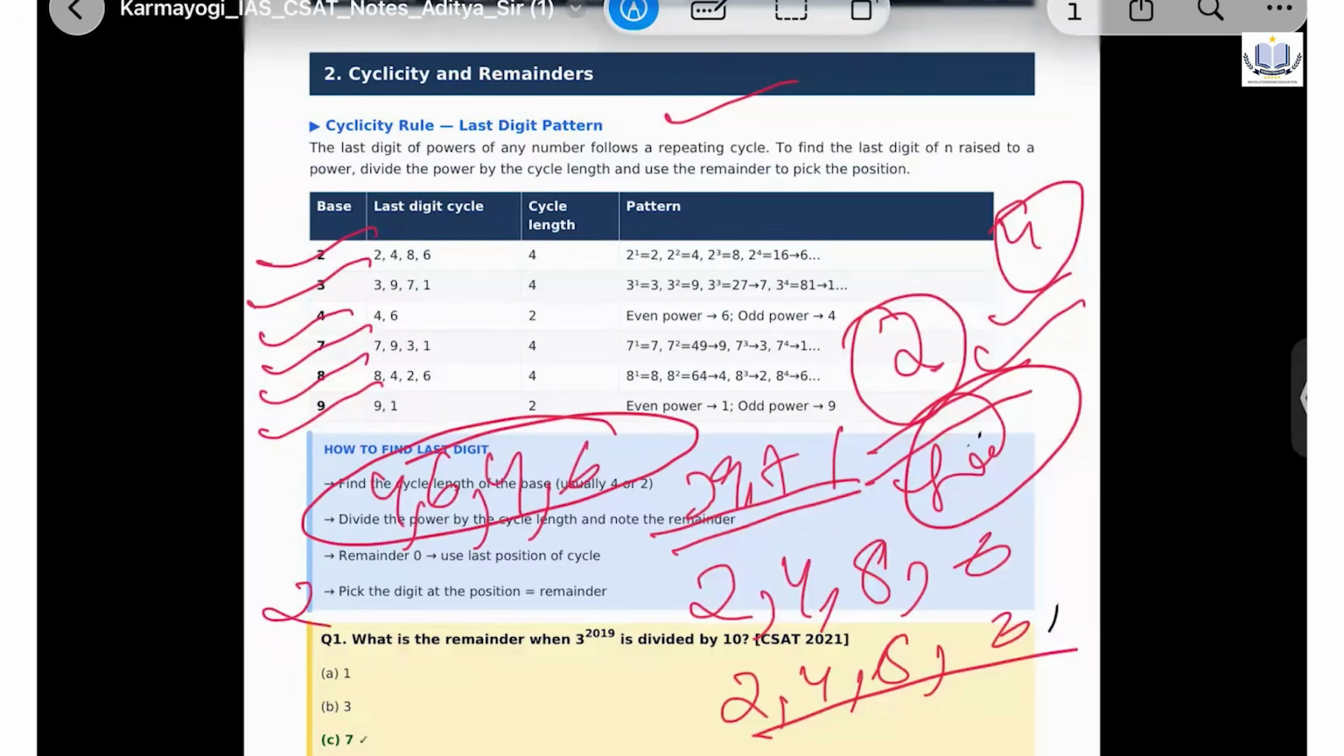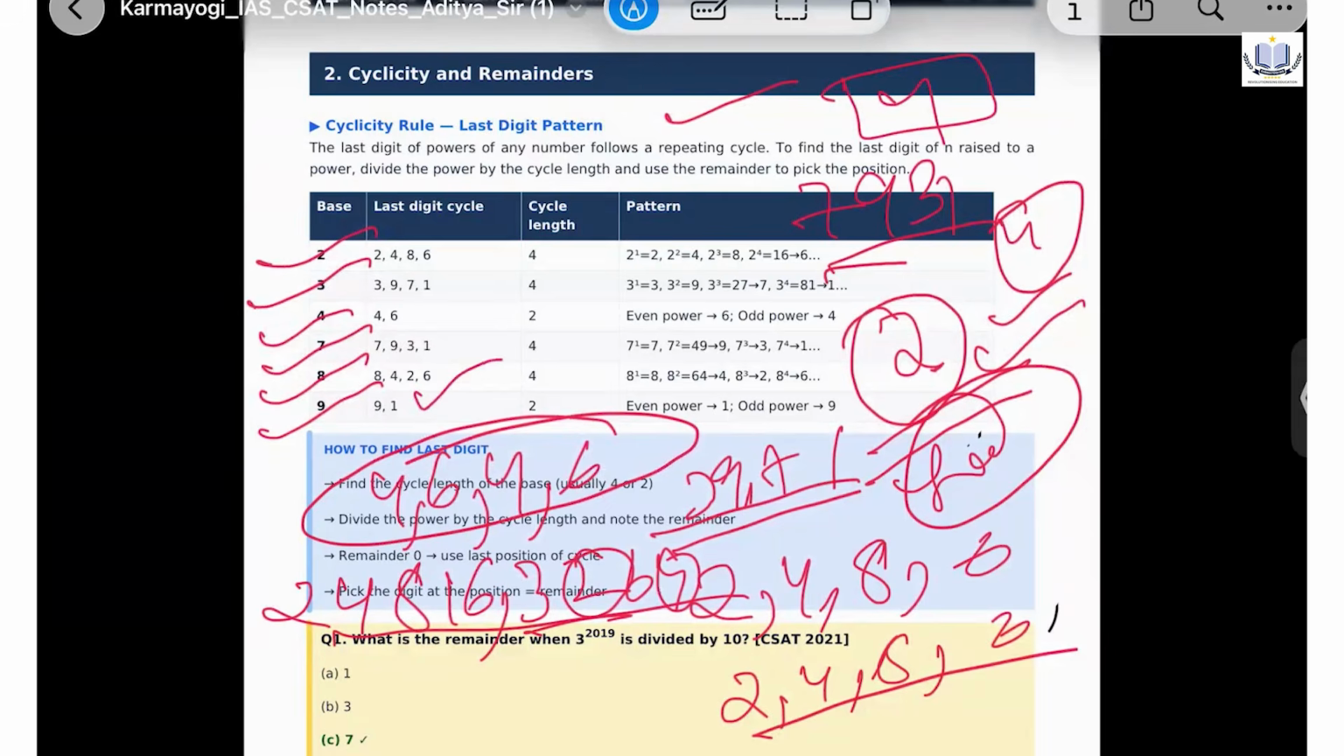How? You see now, 2 to the power 1 is 2, 2 squared is 4, 2 cubed is 8, 2 to the power 4 is 16, 2 to the power 5 is 32. Again it is repeating, right? 64. So again it is repeating, 2486, 2486, right? It will repeat like this. For 7, it will repeat like 7931. The unit digit will repeat like this in blocks of 4.